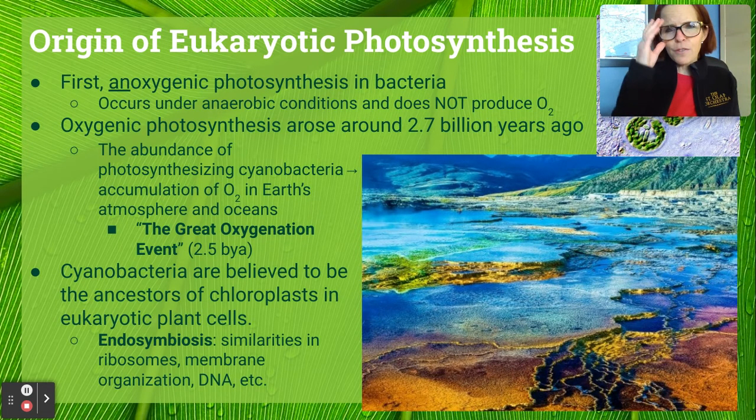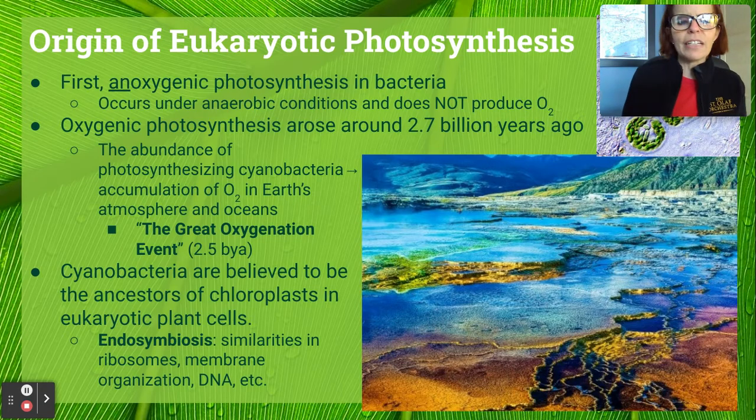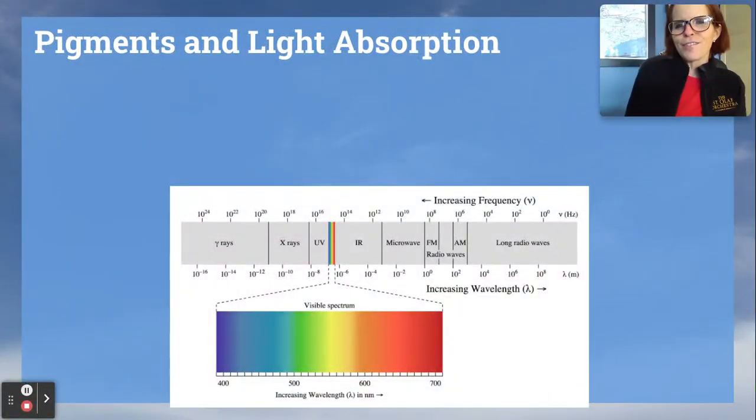And remember, the evidence for endosymbiosis is huge and fascinating. The cyanobacteria have similarities with chloroplasts in terms of their ribosomes, in terms of their membrane organization, in terms of their DNA, all kinds of other evidence that indicates they were the ancestors of our modern day chloroplasts in plants and other organisms.